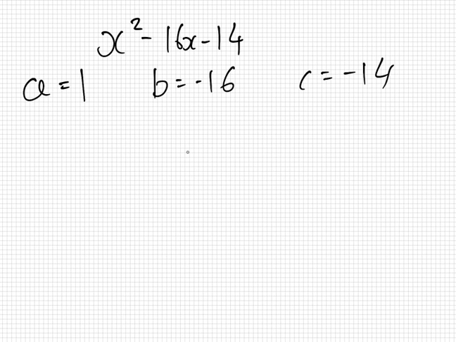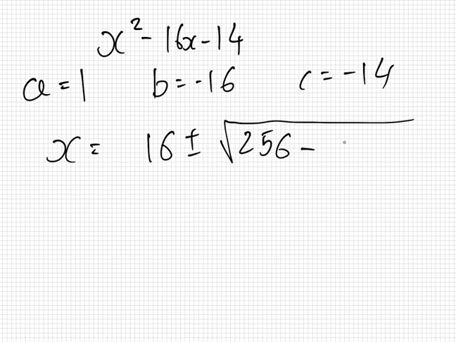Same one, except the answer doesn't work out as nicely. And in the question, I tell you to write the answer in this form. So let's see what happens here. A equals 1, B equals minus 16, C equals minus 14, x equals minus B plus or minus square root of B squared minus 4AC over 2A. No, that's a plus, isn't it? Minus and minus.